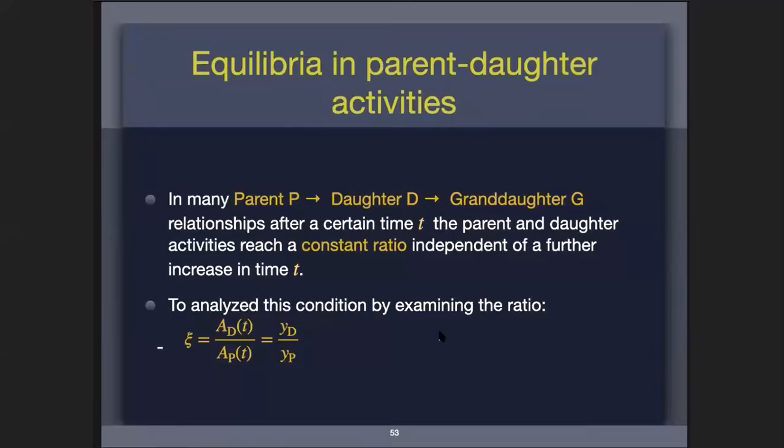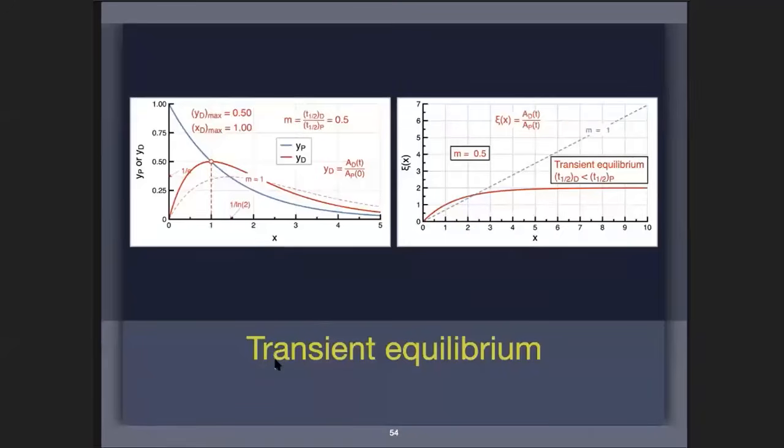So for this parent, daughter, granddaughter situation, we have what's called equilibrium. We look at the activity of the daughter in comparison to the activity of the parent. And in many situations, after a certain time, the activity of the daughter will reach a constant value, and this is independent of further increase in time. So let me just go through this quickly.